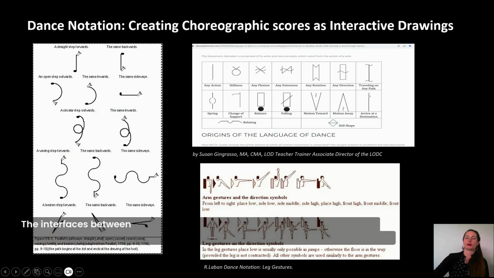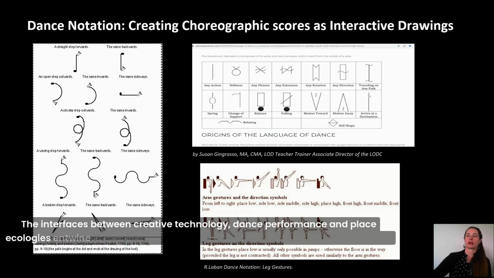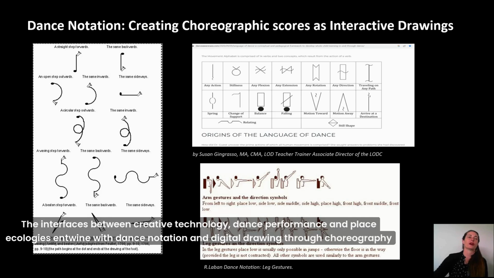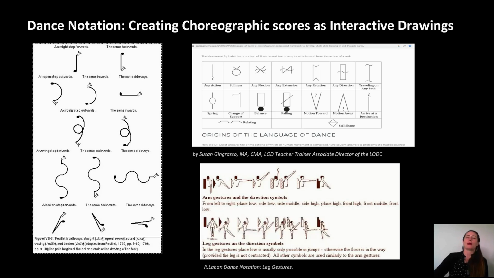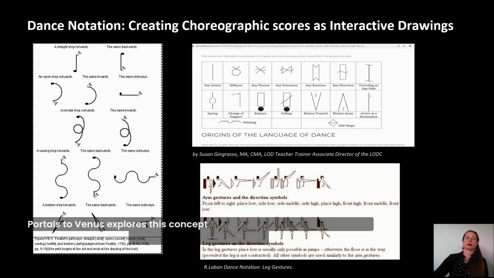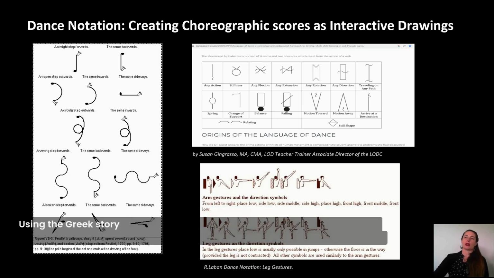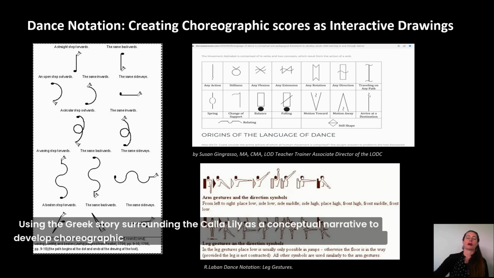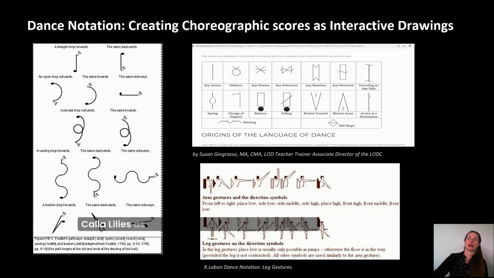The interfaces between creative technology, dance performance and place ecologies entwine with dance notation and digital drawing through choreography and movement mapping. Portals to Venus explores the concept of the kala lily as a symbol of the death and rebirth of the self, using the Greek story surrounding the kala lily as a conceptual narrative to develop choreographic prompts in relationship to the digital dance drawing or kala lilies as a choreographic score and artwork.